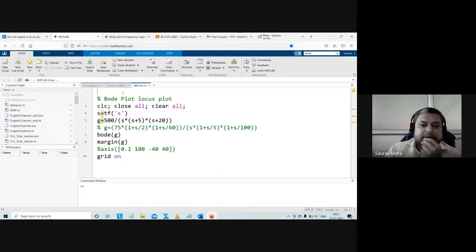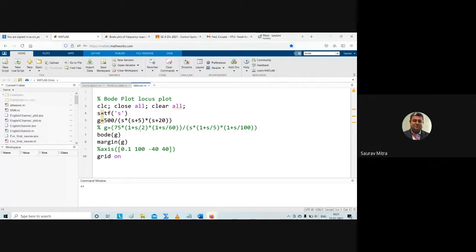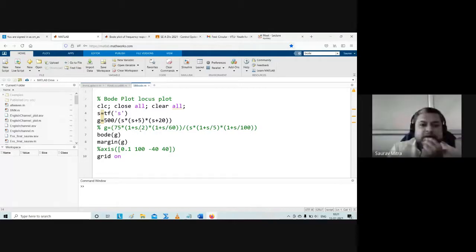The axis command I am not using immediately, and there is a G given here. This is a complex G, that also I am not using. Whatever is given in black, please copy those things. There are around 6 functions we are using: clc, close all, clear all. They are standard functions. Then there is the function tf, so s is equal to tf of s. It means that we are going to deal with a transfer function in the Laplace domain. So tf is a function for a transfer function. Then we are defining the transfer function, which is called G. So G is equal to 500 into (s plus 5)(s plus 20).